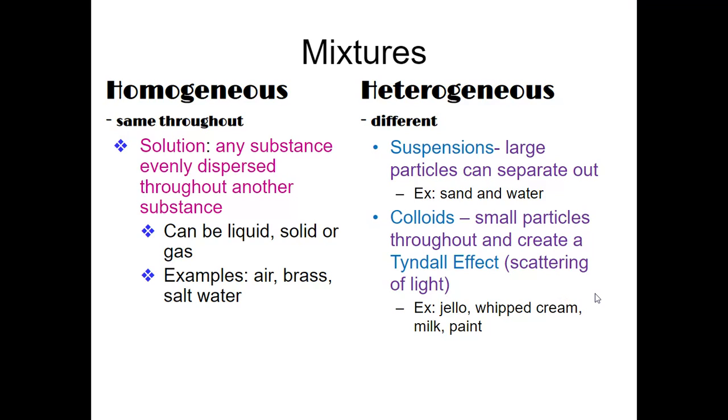So there's different types of mixtures. We have homogeneous and heterogeneous. Think homogeneous, think the same. Heterogeneous, think different. So homogeneous mixtures are mixtures of substances that are going to look the same throughout. So you might not even notice that it's a mixture. So we call homogeneous mixtures solutions, and those are any substances that are evenly dispersed throughout another substance. So it can be liquids, solids, gas. It can be all of those states.